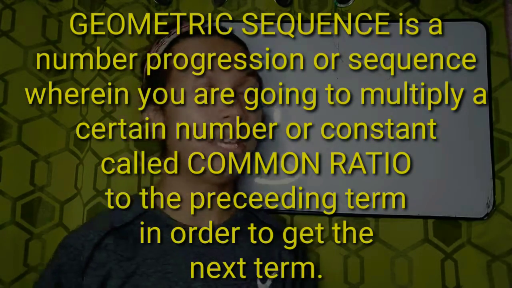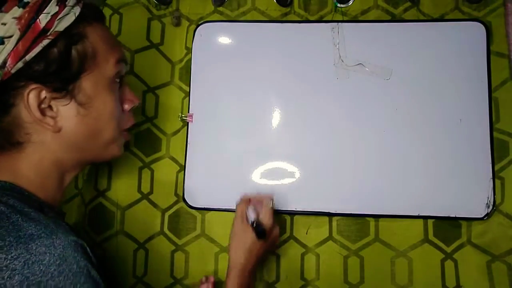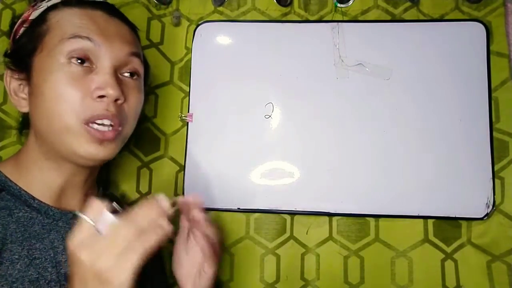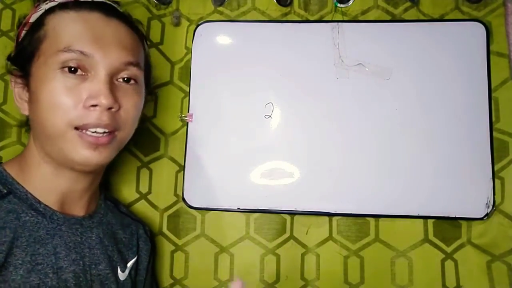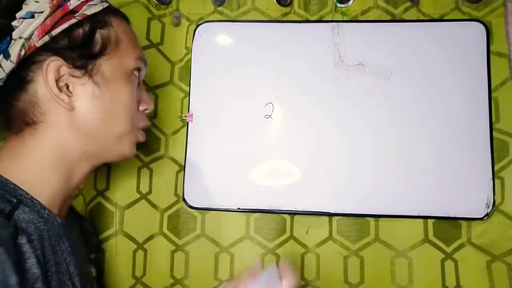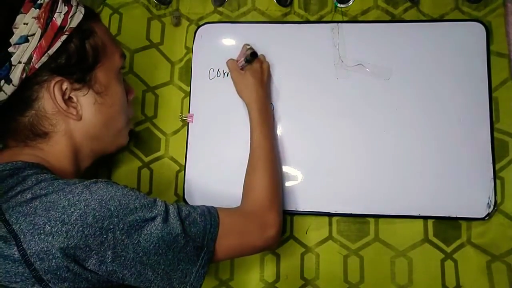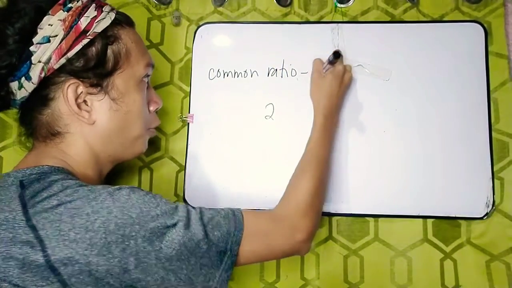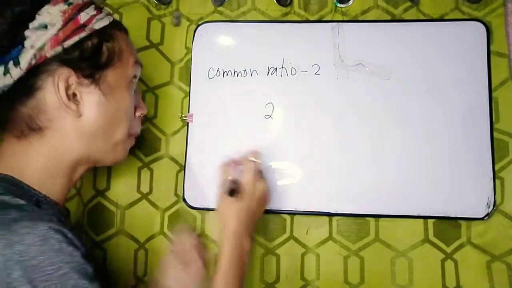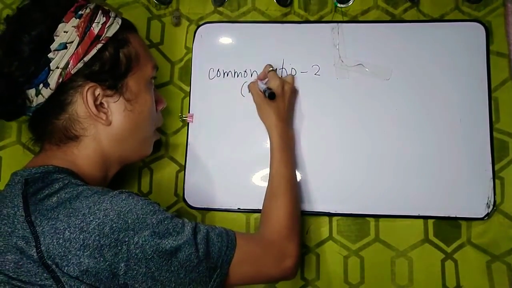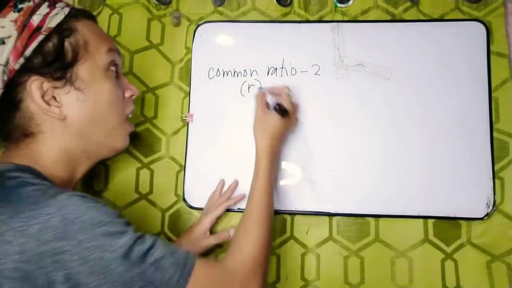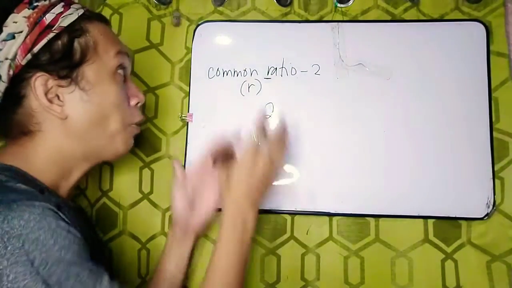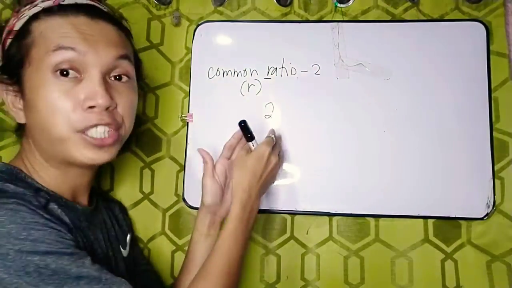For example, let's say our first term is 2. Since it is said that we are going to multiply a certain number called common ratio, let's say our common ratio is 2. By the way, common ratio is represented by variable r. Don't forget that. R for ratio. Okay? So, our common ratio is 2 and our first term is 2.